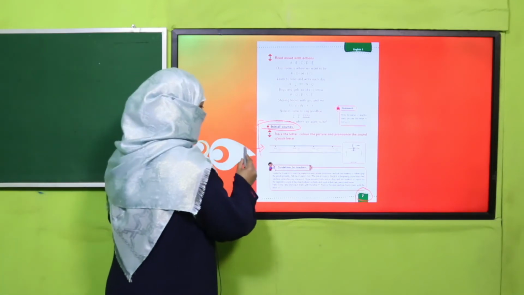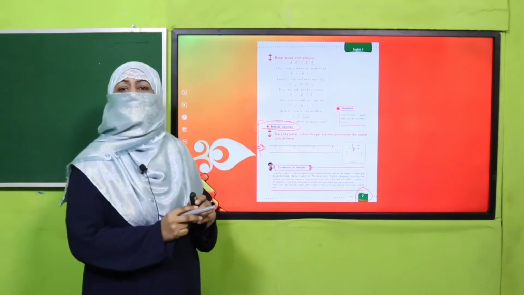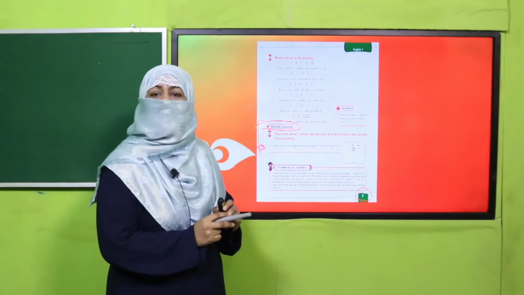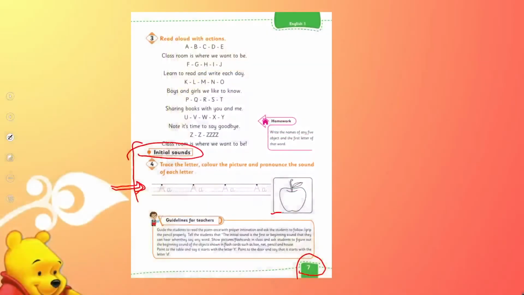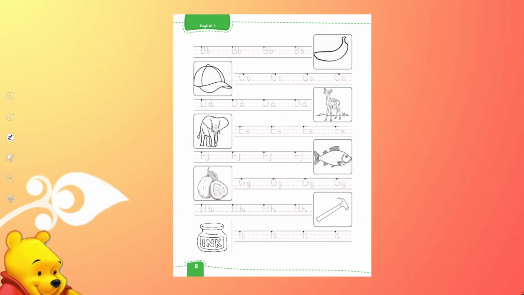What is the sound of letter A? Remember, what is the sound of letter A? A. And what word comes with A? Apple. Okay, likewise, all the letters have their initial sound and they start a word.